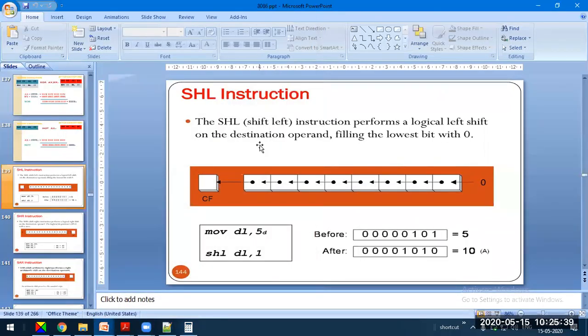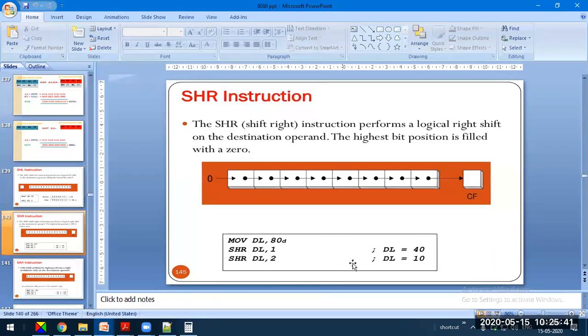Okay, shift left instruction. Similarly, shift right: what happens is shift right shifts the content of a register or location right by 1 bit position and stores the result back. In shift right, the LSB goes to the carry flag and the MSB is loaded with zeros.